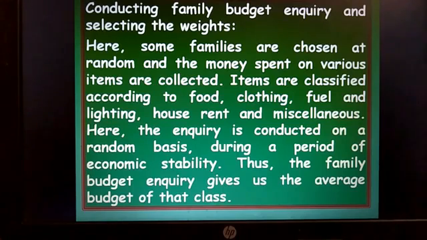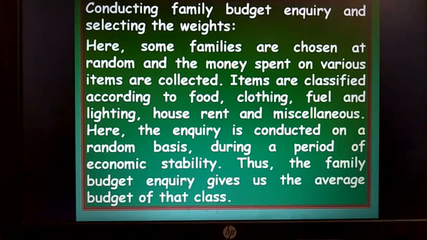These are very essential for any person to live with their families. Food is essential, clothing is essential, fuel, lighting, house rent and miscellaneous. So these aspects, these items are to be considered. Every family to be asked the budget with what weight they will spend on these items. And after that, here the enquiry is conducted on random basis.